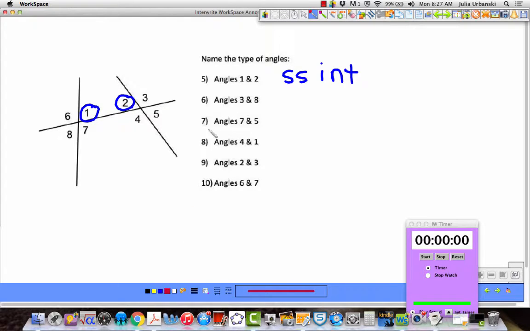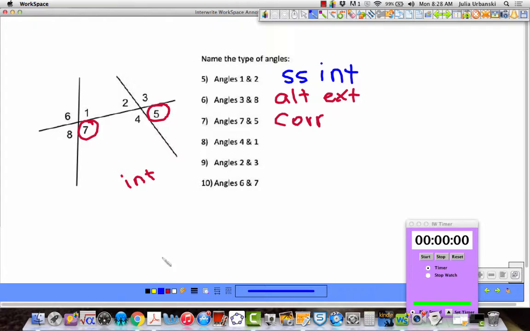Alright, let's try angles 3 and 8. Here's angle 3, and here's angle 8. Are they alternate or same side? Alternate. Are they interior or exterior? Alternate exterior. Good. They're both outside of the space of this line. 7 is here, 5 is here. Are those both inside or both outside? Corresponding. They're both on the bottom right. The bottom right of this intersection and the bottom right of this intersection. Corresponding angles.